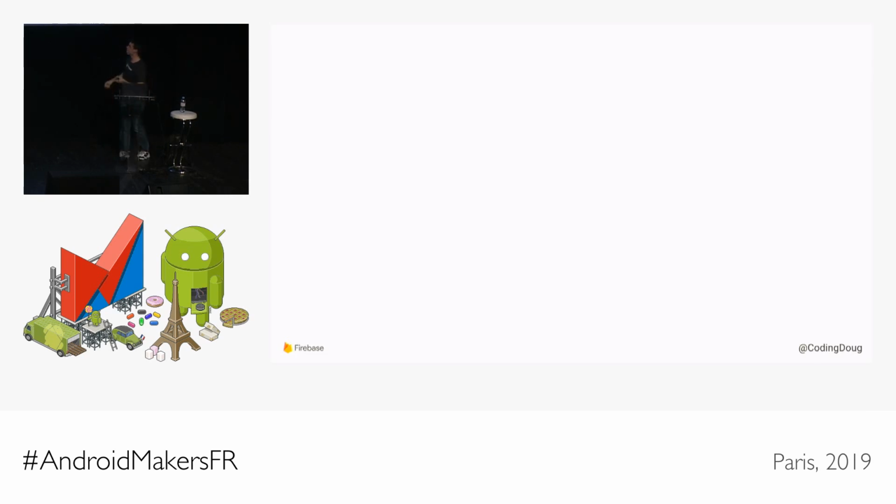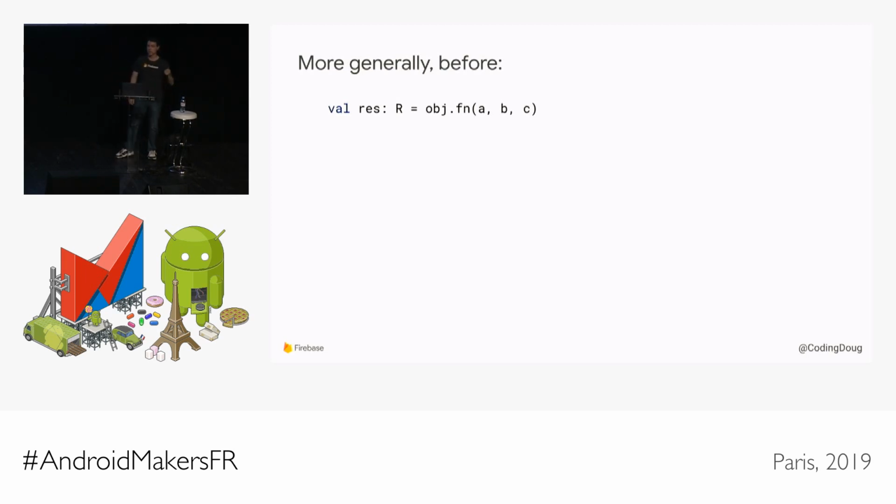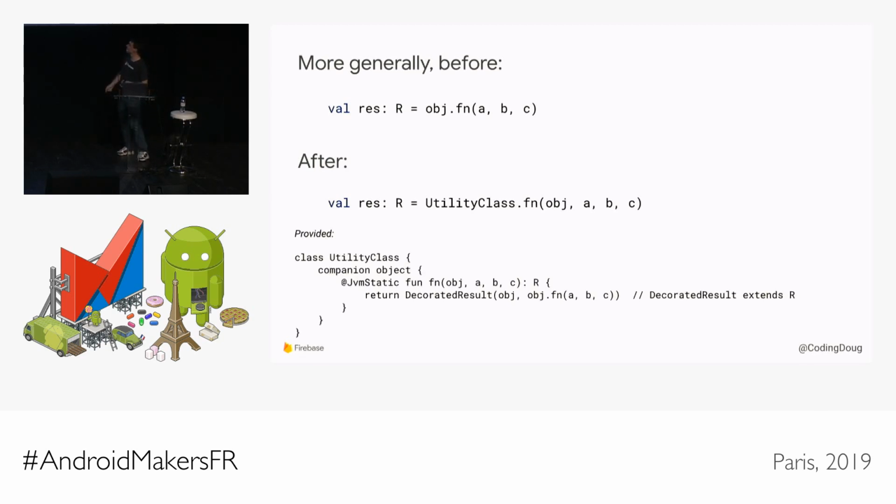So if you have code that looks like this, there's an object with a method on it, you pass it parameters, it returns a result. What I want to do instead is call into a utility class, and instead of calling a method on the object, I'm going to pass the object as the first parameter and then pass it the parameters to the original. And then there's a utility class that decorates the result.